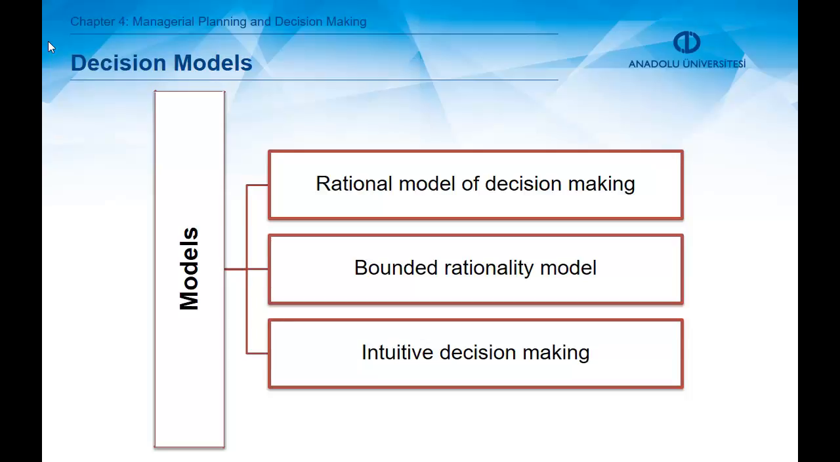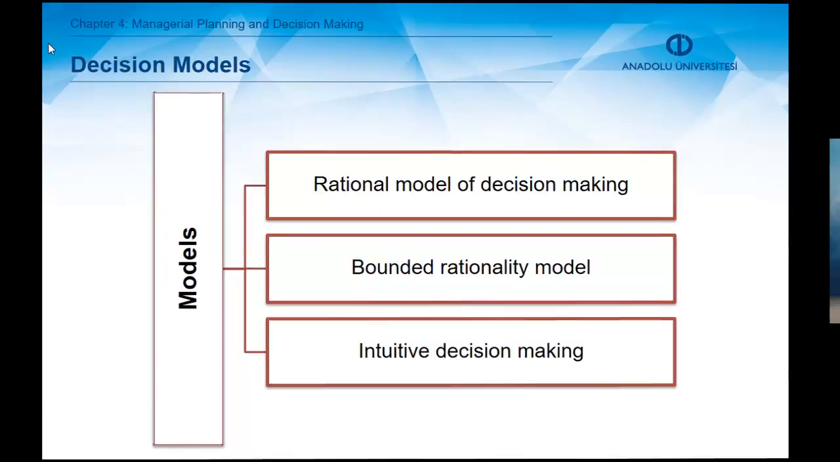But generally, the decision-making environments, which we also call decision models, are grouped in three main categories. One is the rational model of decision making, which we can also correspond with the plain decision-making process, which we just mentioned in the previous slide. That's the plain decision-making model.